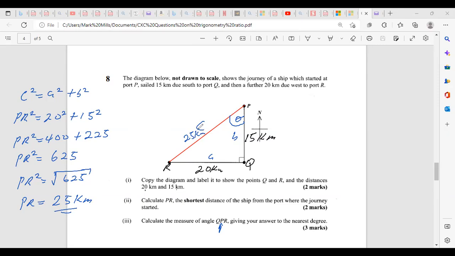Supposing we don't have the PR and want to find the angle, which formula will you use? Let's label the sides first. If we label the sides, what do we call this side? This side will be opposite, adjacent and hypotenuse. Which two sides are we given?